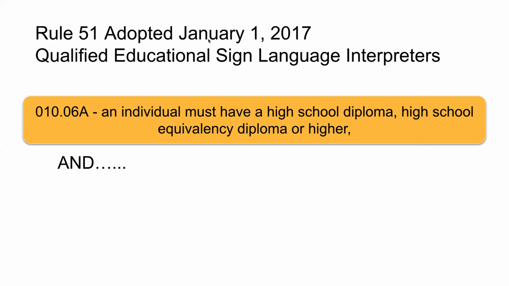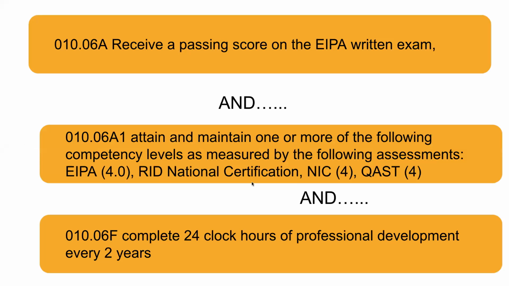Looking at qualified sign language interpreters, to be a qualified educational interpreter, first and foremost, you must have a high school diploma, high school equivalency diploma or higher. And you must have received a passing score on the EIPA written exam. That's an exam you take on the computer. It's about 150 questions long, and you receive a pass or a fail on that score.